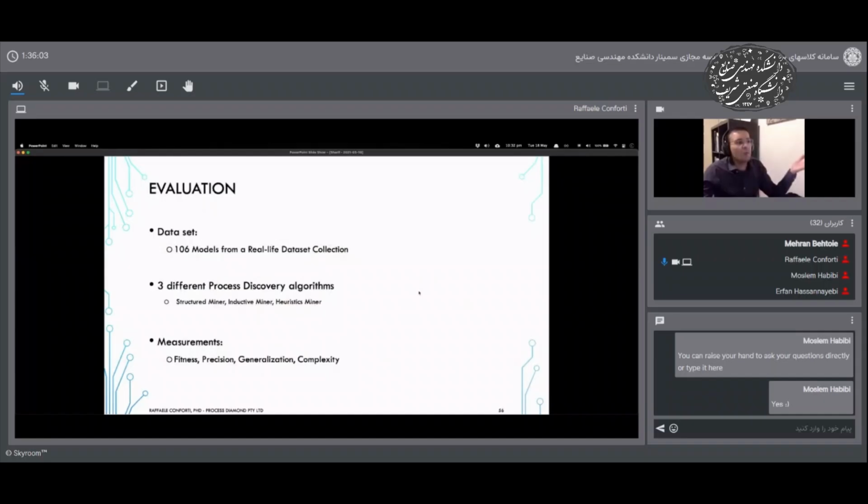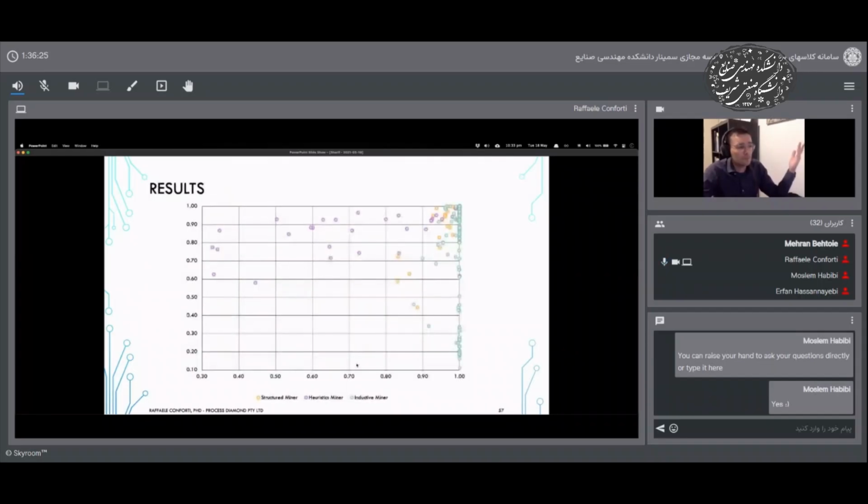We also tested this on a massive data set with 106 models. We compared the structured miner with 2 other existing algorithms, inductive miner and heuristic miner, and as usual, we measured the 4 complexity measures. You can see that inductive miner, which by default tends to produce structured models, has several points here in the corner, but it also has a lot of points here at the bottom, which means really low precision.